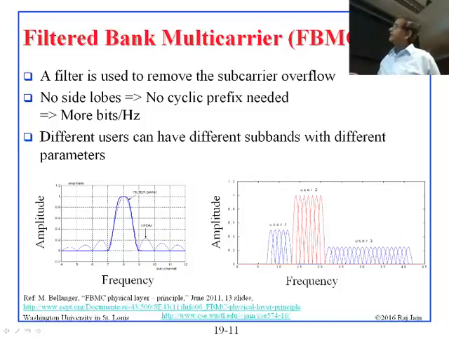Basically, no cyclic prefix is needed, because you are not going to get any reflections. You can have more bits per hertz. And different users can have different subbands with different parameters. Now, we can combine this with the subband technology from before. So again, we have three subbands here, red, blue, and green, with three different parameters. Now we don't need the band filter because every carrier is filtered, so we can place them next to each other.